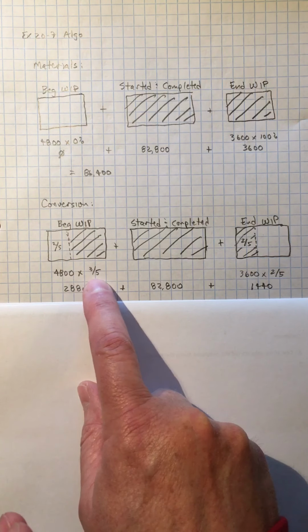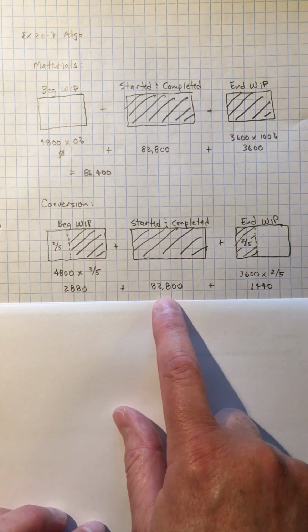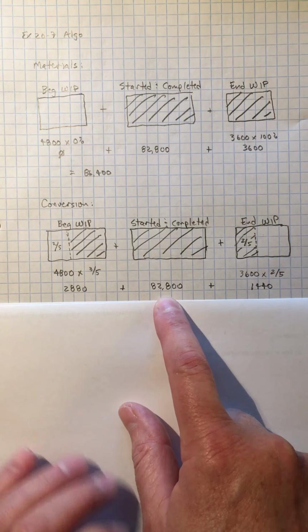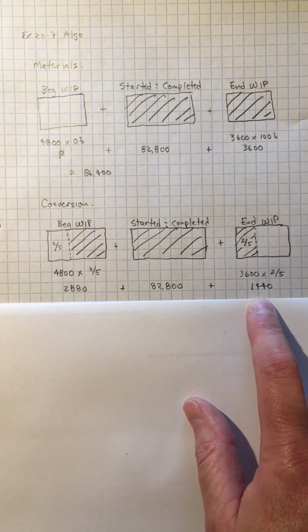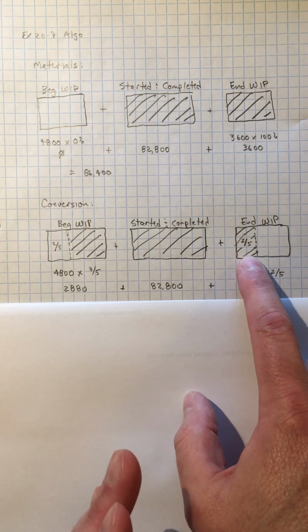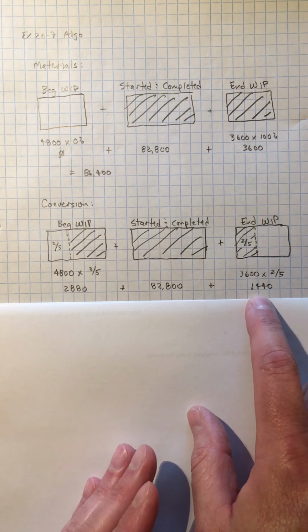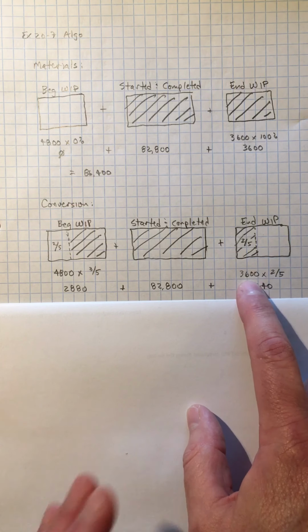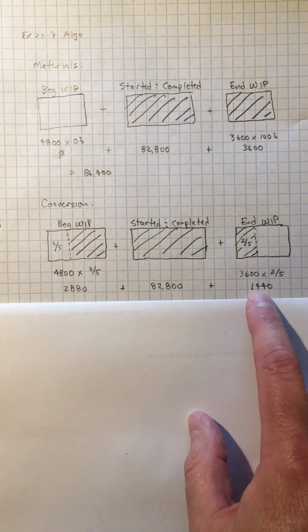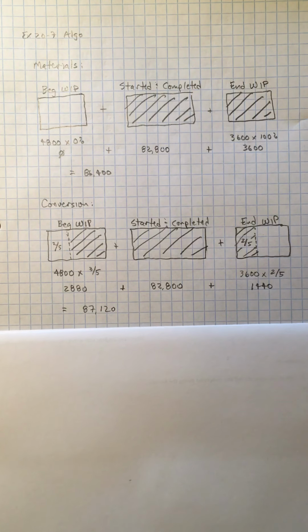So doing 3/5 of the work on 4,800 units is the same as doing all the work on 2,880 full units. I get full credit for what I started and completed, just like with materials. And then when it comes to ending work in process, I'm just going to get credit for what I get done. In this case, I got 2/5 of the work done, so I get credit for that much work. 3,600 times 2/5 is 1,440. So doing 2/5 of the work on 3,600 units is the same as doing all the work on 1,440. I want to add whole units to whole units. So in this case, I get 87,120 for conversion costs.